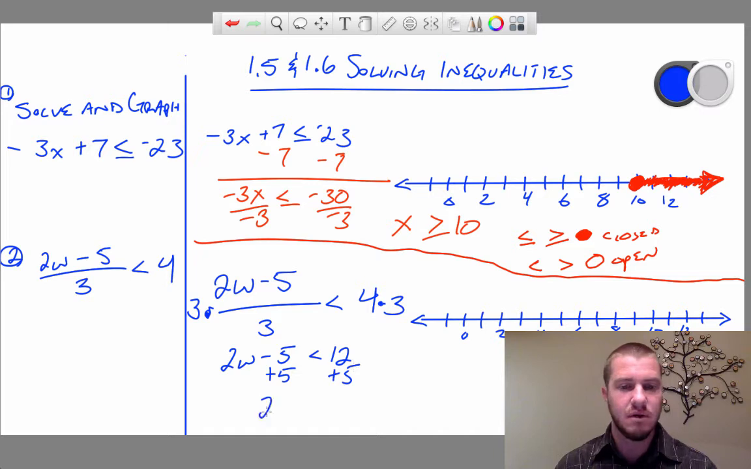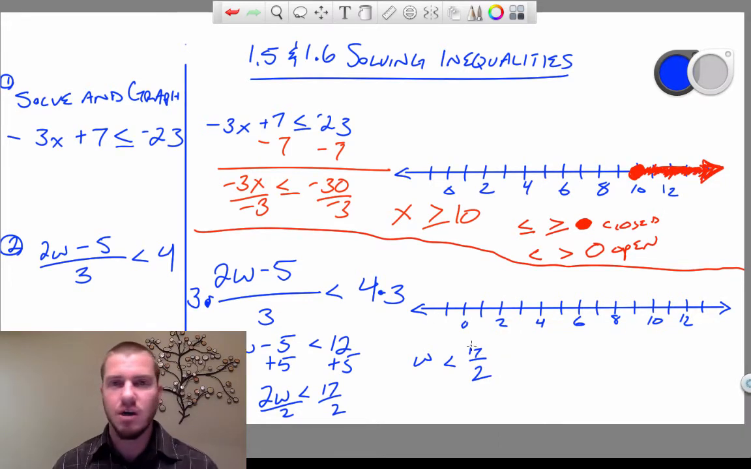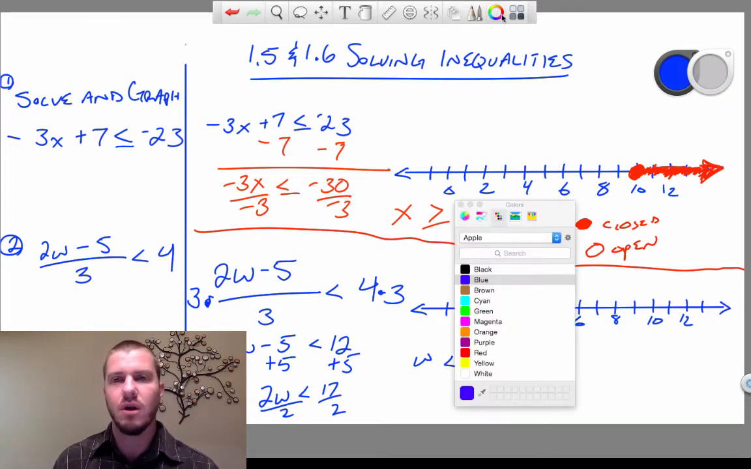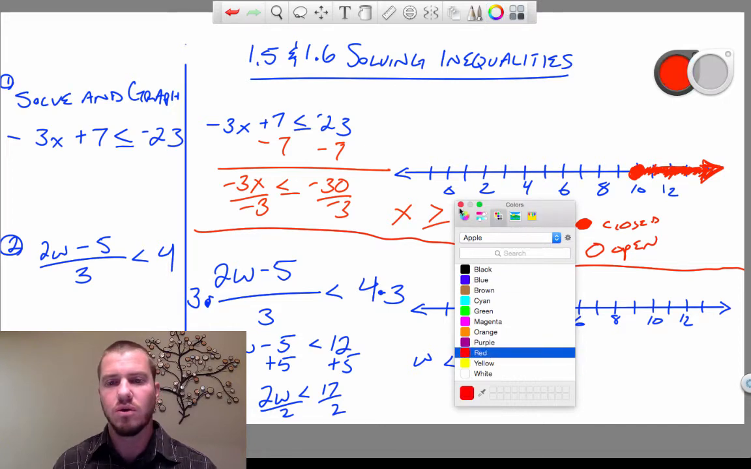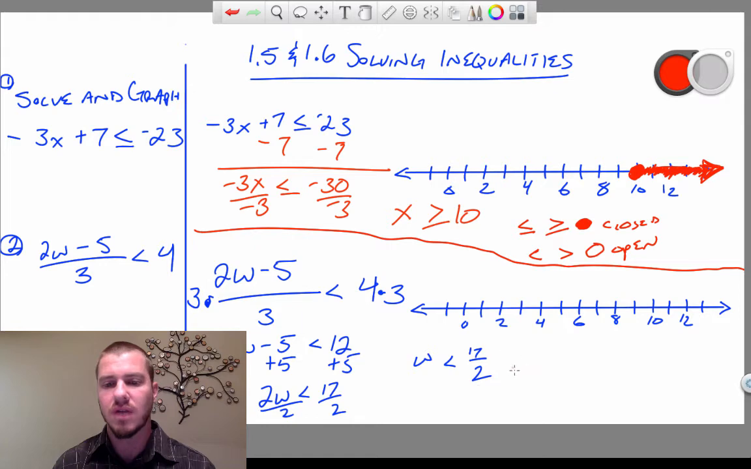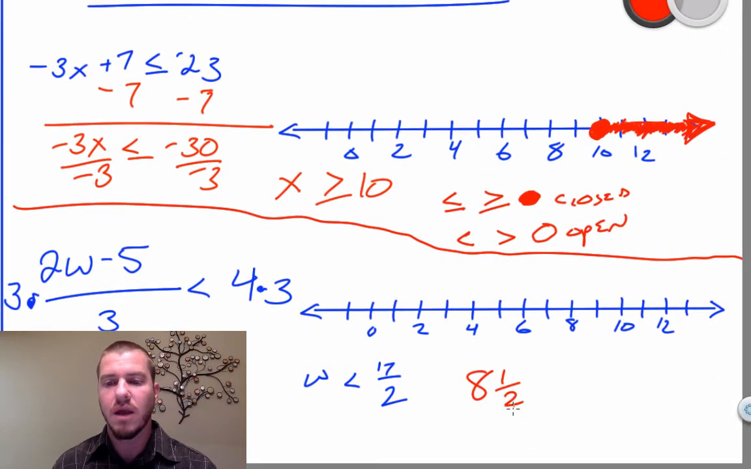Now it's just solving. Add 5. 2w is less than 17, and divide by 2. So w is less than 17 over 2. You have to understand, if you get a fraction, that's okay. You got to know where that falls on the number line. So 17 divided by 2, well, 2 goes into 17 8 times, so it's going to be similar to 8 and a half. So this is 8, this is 9, so halfway between, I have my circle. It's going to be open, and less than is to the left.